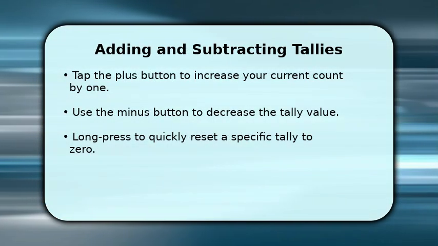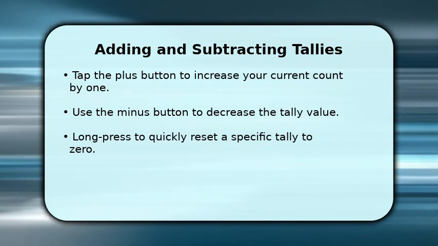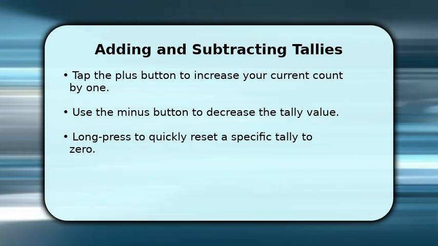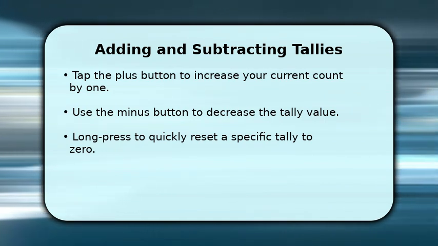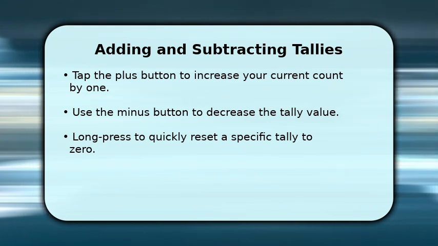Once you have your tally calculator open, adding to a count is as simple as tapping the plus button. Each tap increments your total by 1. If you make a mistake or need to reduce a count, just hit the minus button. For a quick reset of any individual tally, simply long press on its display. This makes managing your counts incredibly intuitive and fast.